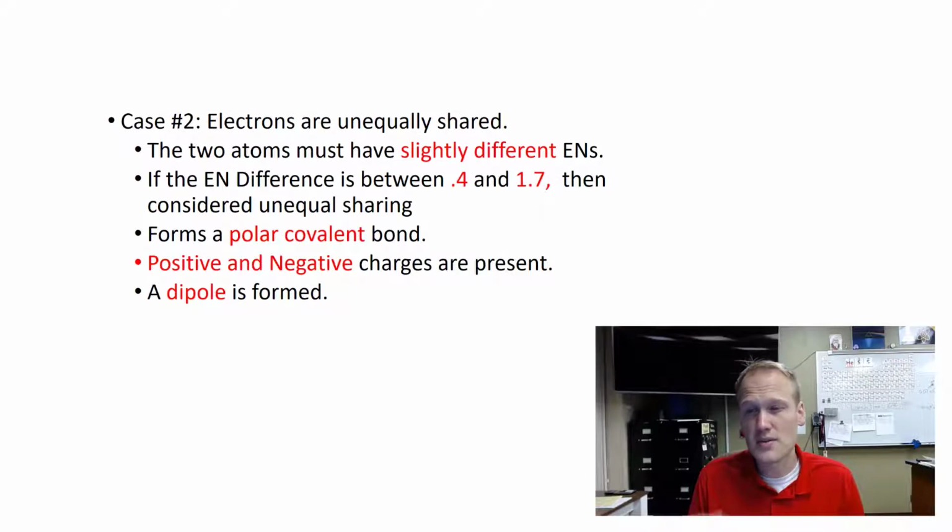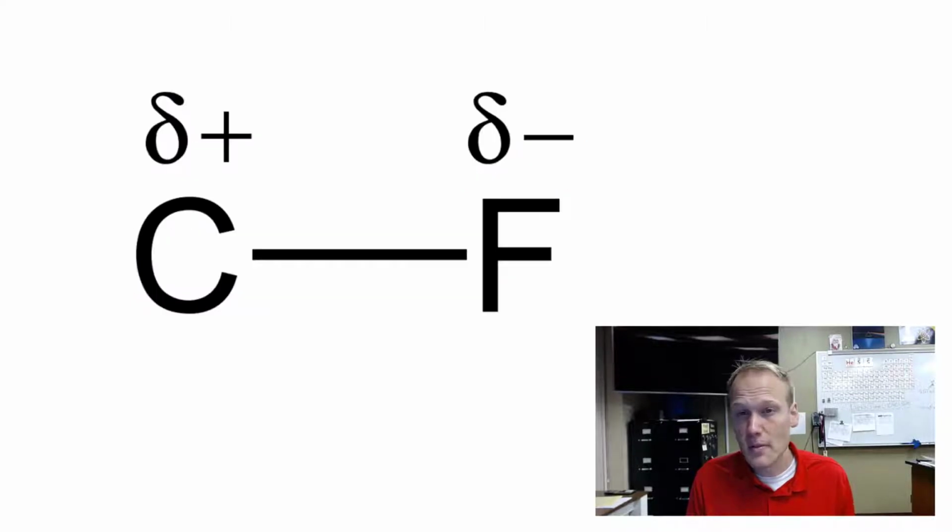Case number 2 would be if the two atoms do share electrons unequally. If we subtract their electronegativities, we'd get an answer between 0.4 and 1.7. What this means is that one atom is stronger, or better at pulling electrons toward itself, and therefore we would form a polar covalent bond. This would result in a positive end and a negative end of the bond. We call these positive and negative ends dipoles.